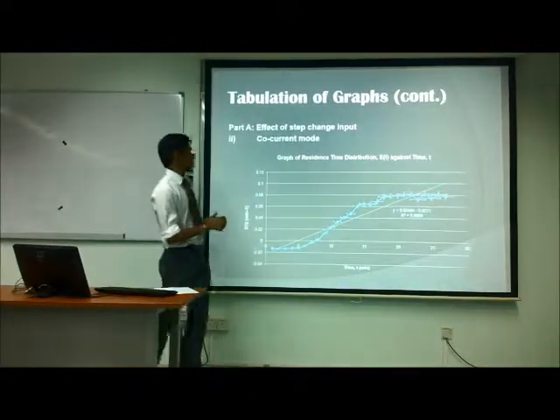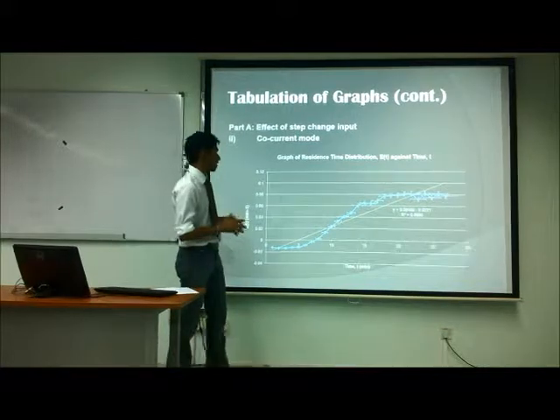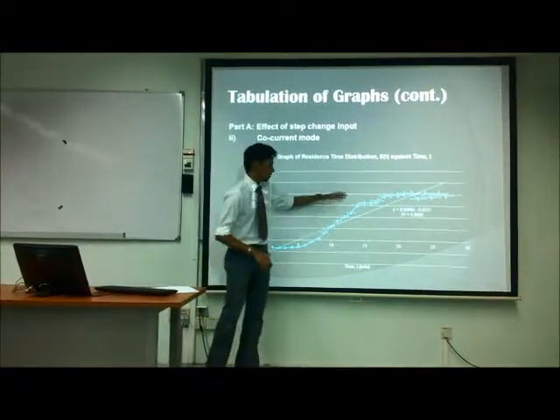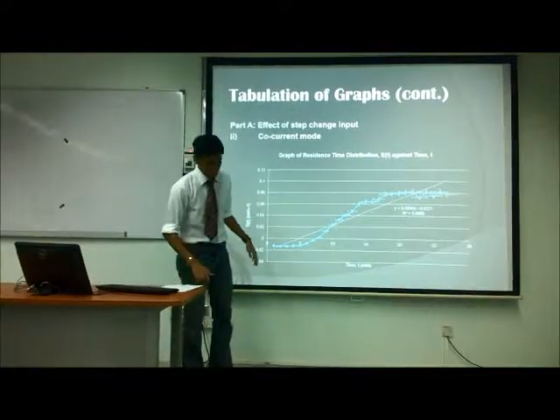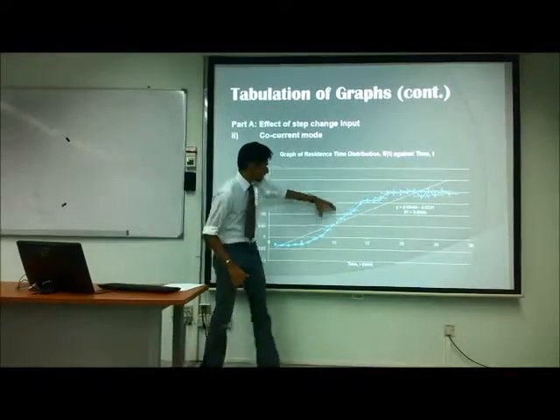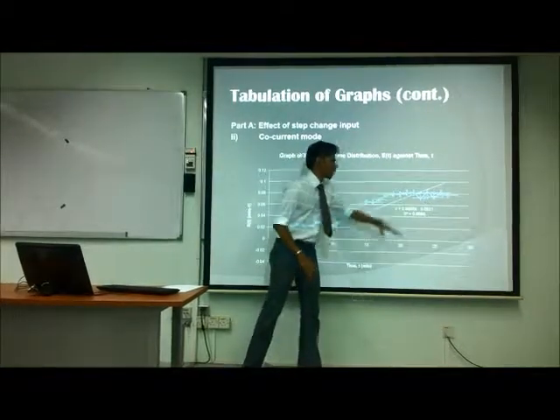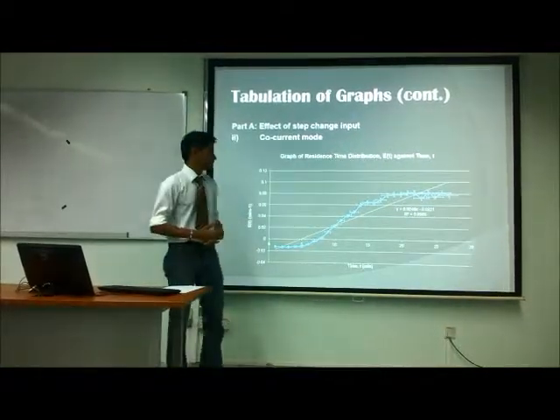So now, for the graph for co-current mode, it's again the same graph for residence time distribution against time. And here, we have a much nicer graph, and again, this is the lag phase, then this is the exponential increase phase, and here's another lag phase, and here is the constant phase. So more on the graph will be discussed later.